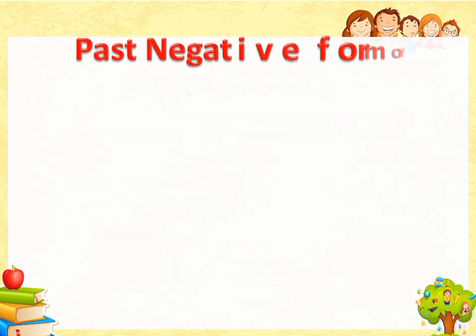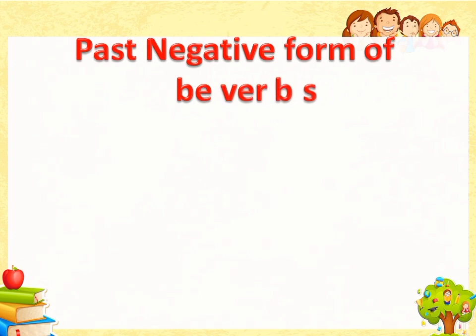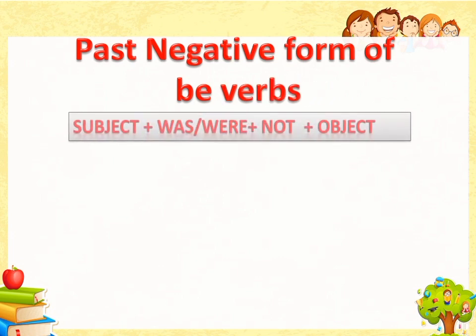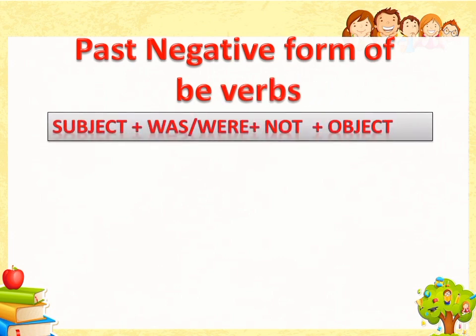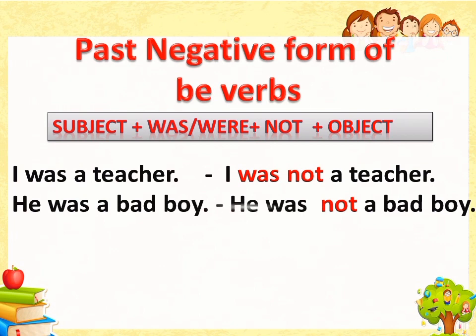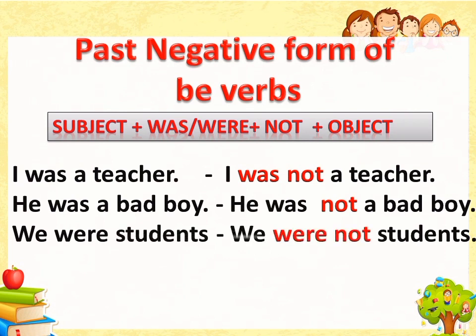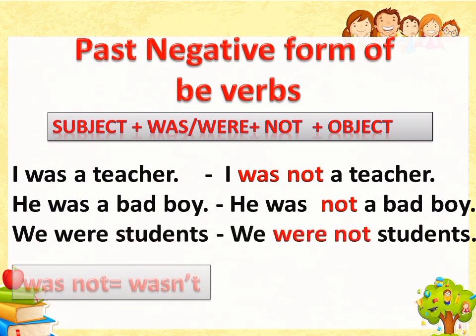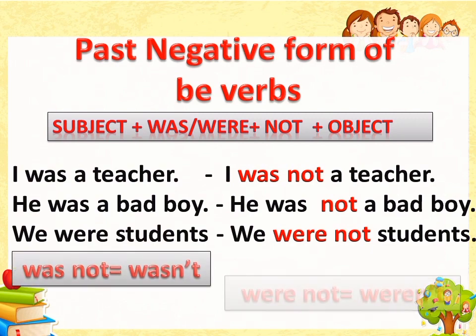Next, we are going to learn the past negative form of be verbs. The sentence structure is subject plus was, were plus not plus object. Let's see how we can change the infinite sentence into negative form. I was a teacher. I was not a teacher. He was a bad boy. He was not a bad boy. We were students. We were not students. We can use the contracted form for was not as wasn't, and were not as weren't.